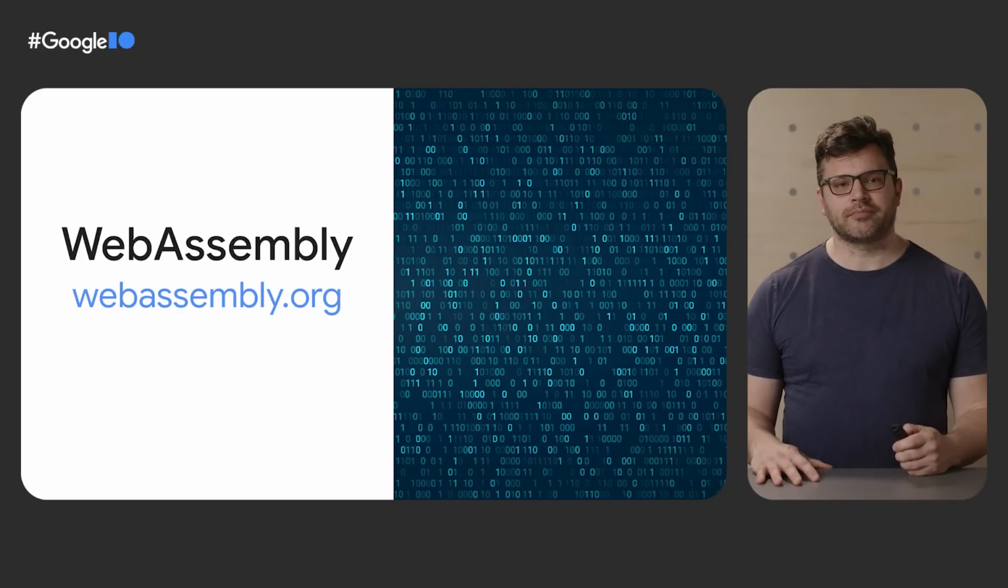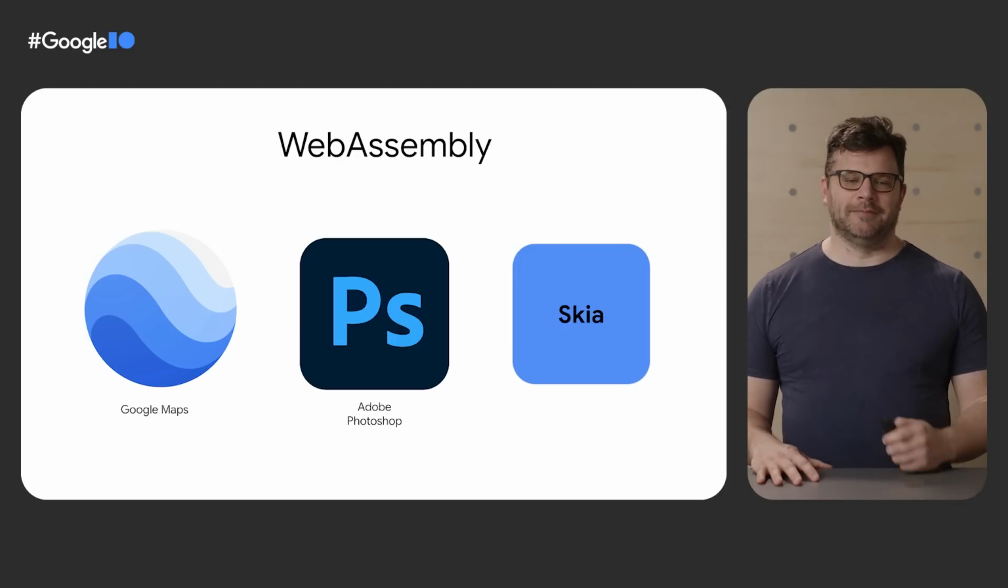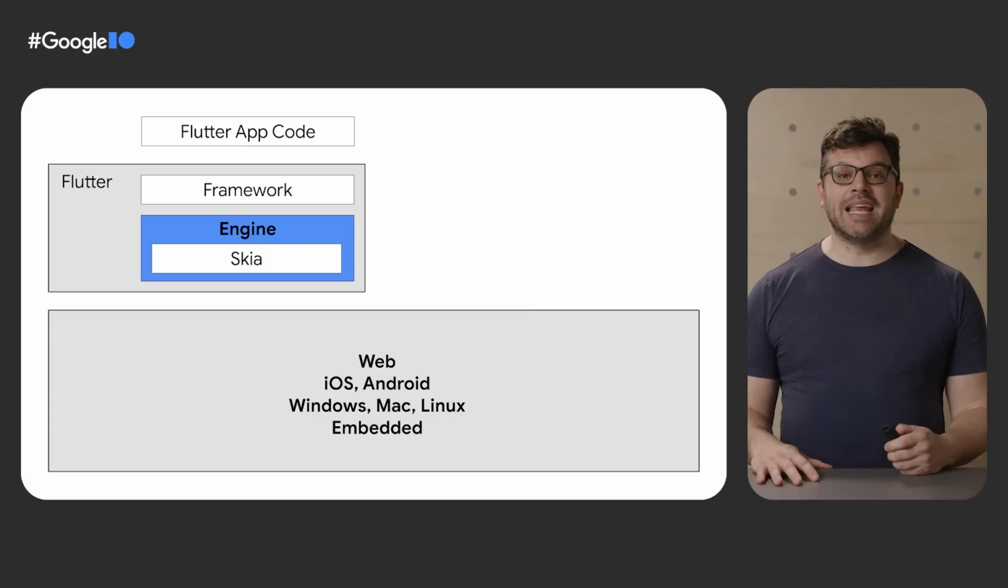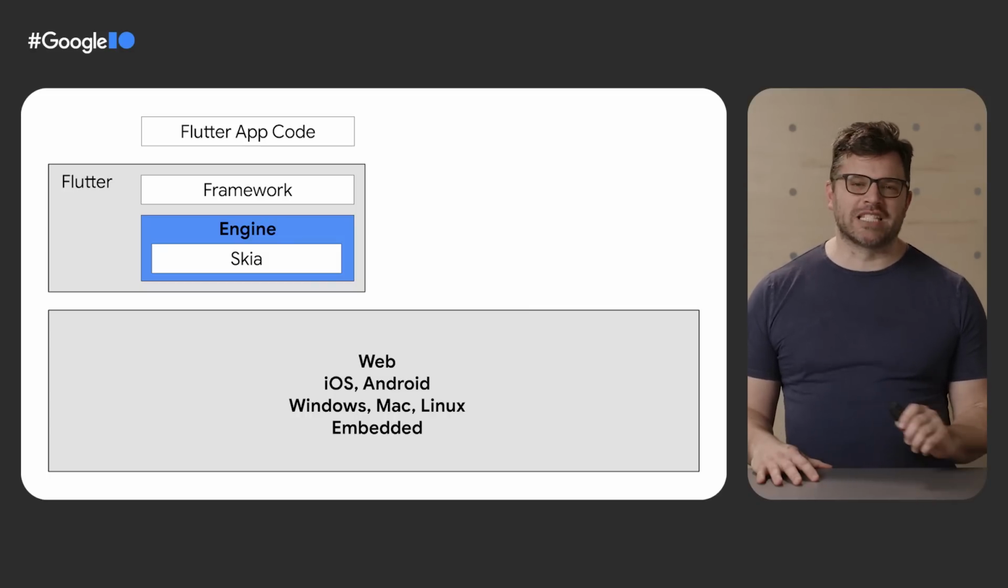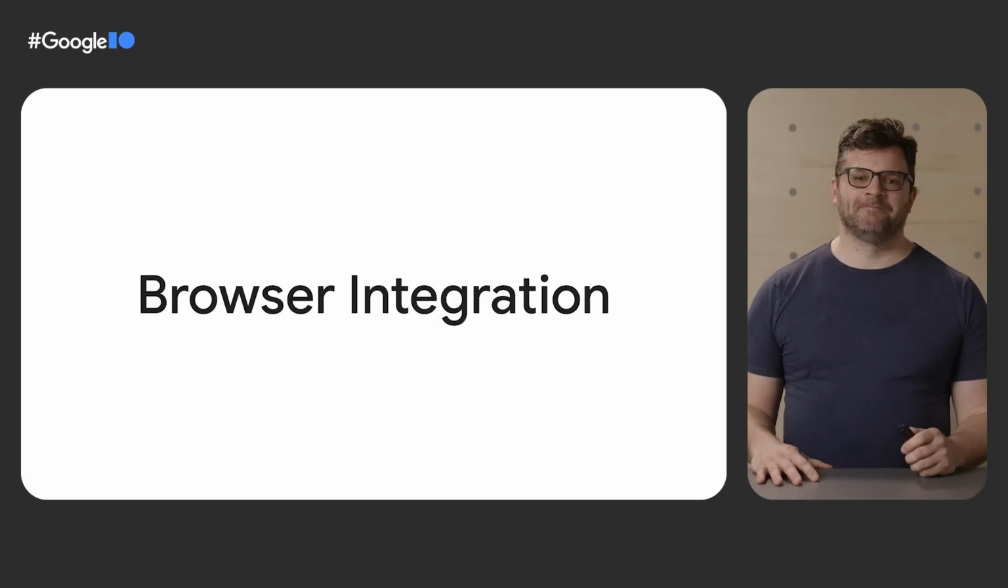WebAssembly allows native code, think C or C++, to be compiled into small, high-performance, portable, and secure modules for the web. This is the trick used by Google Maps and Adobe Photoshop to run in the browser, and we use it with Skia. And because Skia is so portable and Dart is so flexible, we can bring Flutter pretty much any place you want to bring pixels. But there's one piece left.